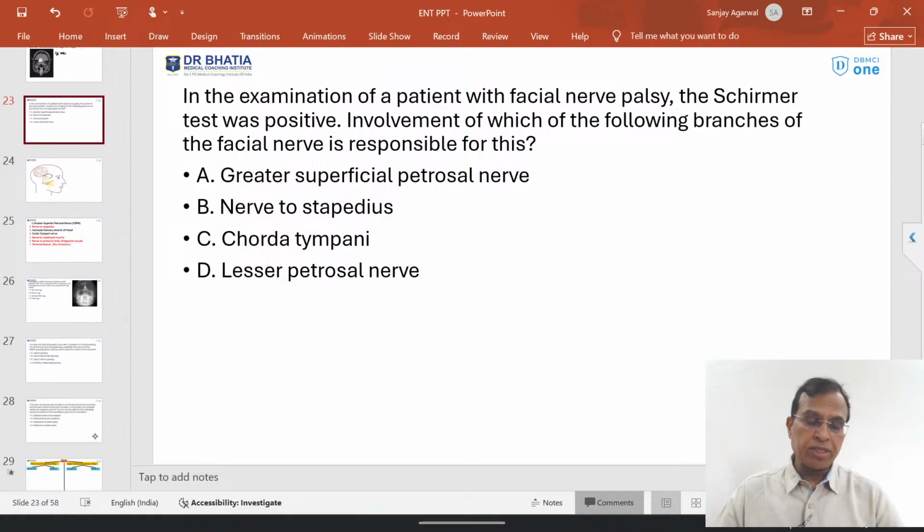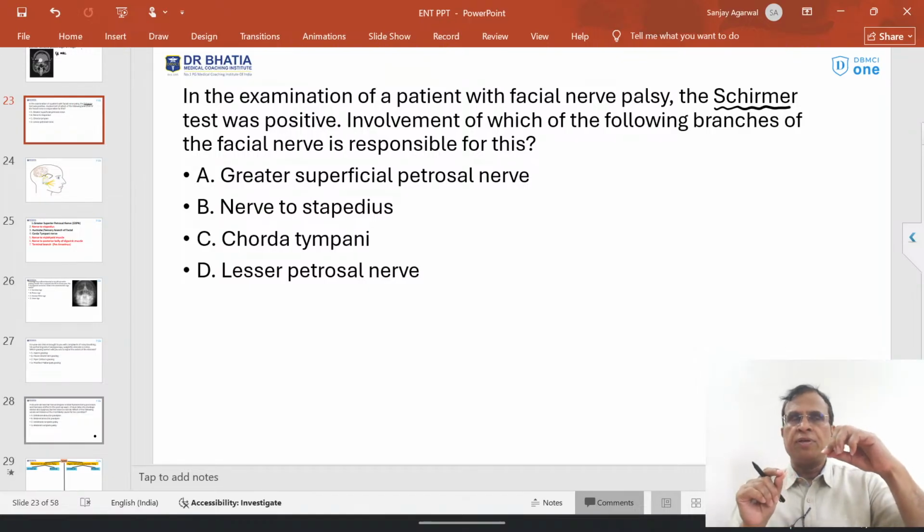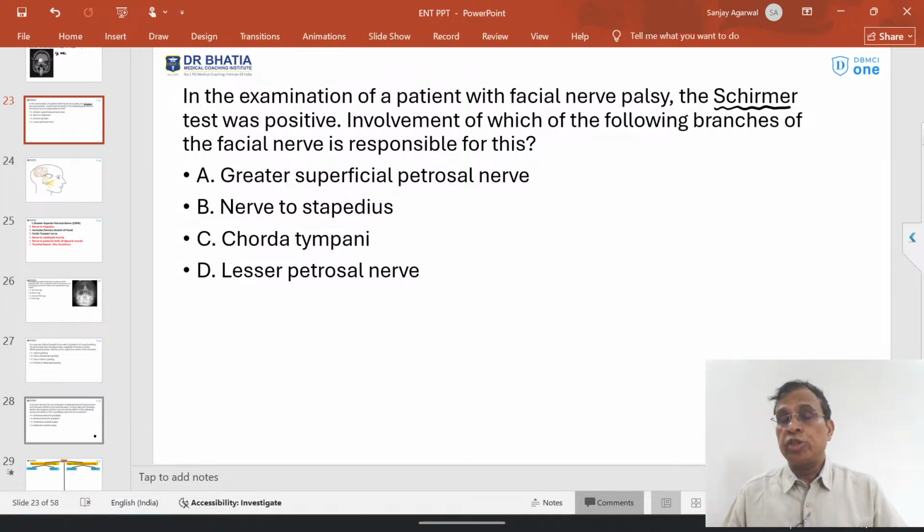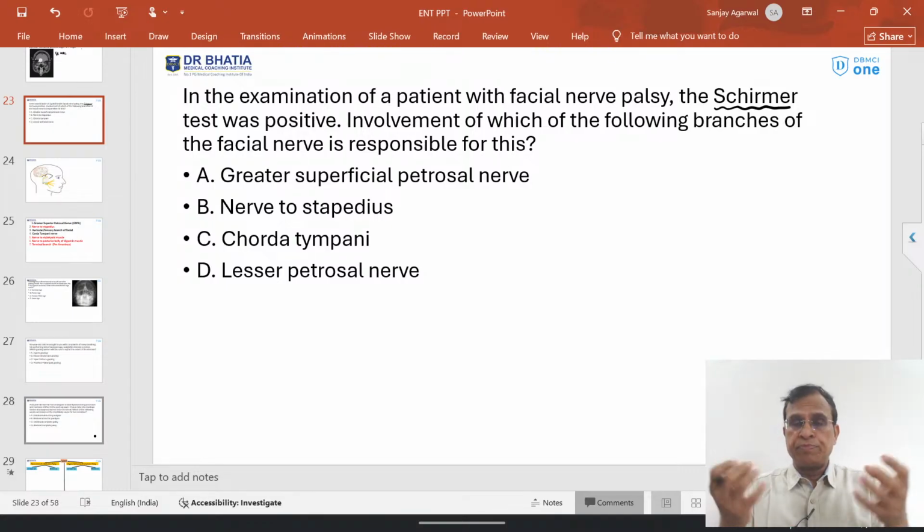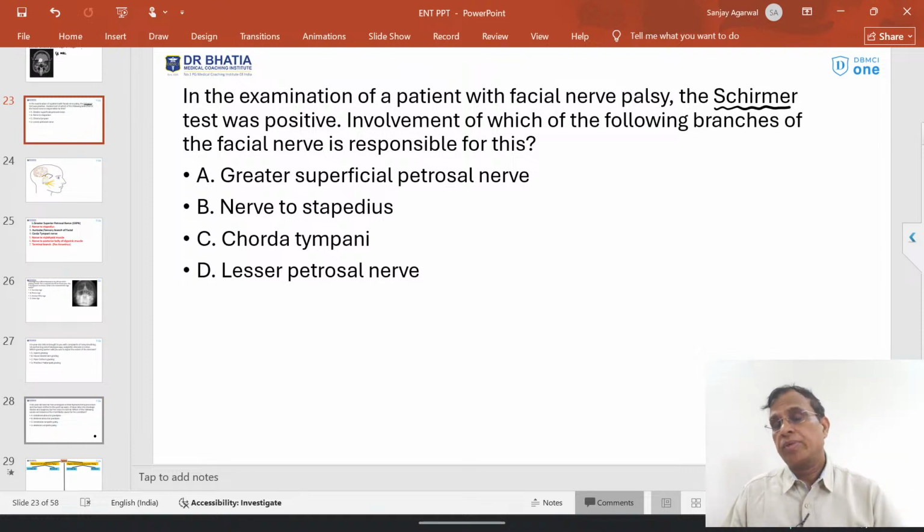In the examination of a patient with facial palsy, the Schirmer's test was positive. Involvement of which of the following branches of the facial nerve is responsible for this? Now, Schirmer's test ये ophthalmology में होता है. In Schirmer's test, I'm sure you know this from your ophthal, we put a small strip of blotting paper in the lower eyelid, और वो tears होते हैं, because it's a blotting paper, it will absorb all the tears, and you can see the water mark, the fluid mark in this blotting paper.